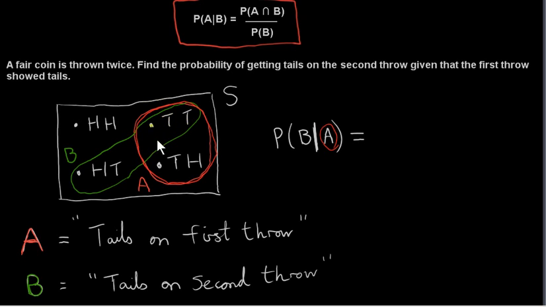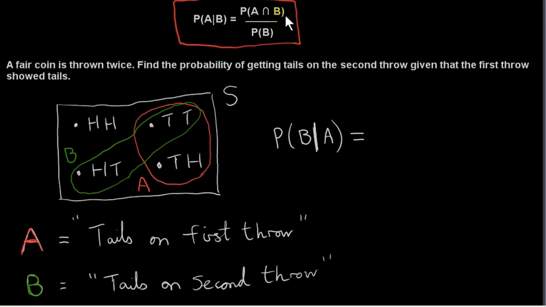So when we take a random selection from A, there are 2 equally likely outcomes, and one of them is part of event B. It belongs to B. So we can easily see that this answer is a half. But that's no surprise. The probability of throwing tails is a half, regardless of what the first throw was.